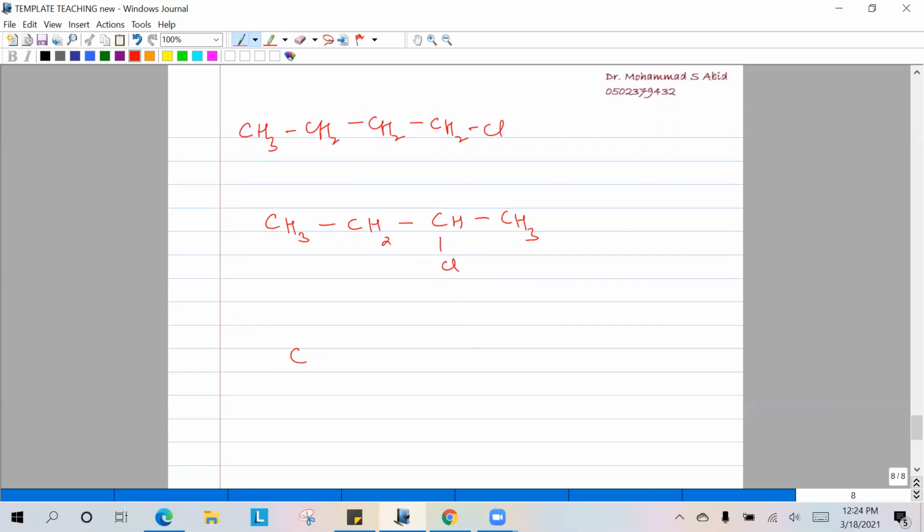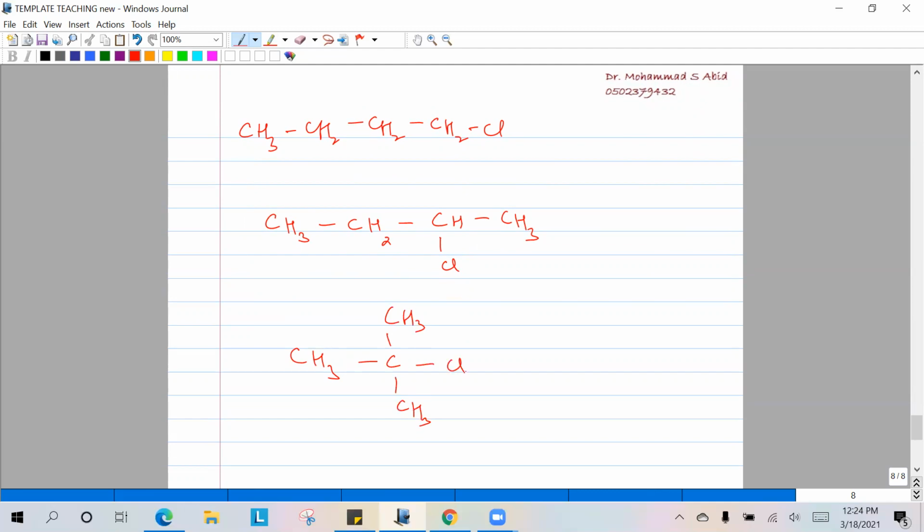Another important thing is, we are trying to compare different types of haloalkanes, and haloalkane with different kinds of substances. Now let us say I have a molecule which is CH3, CH2, CH2, CH2Cl. Another one is CH3, CH2, CHCl, and CH3. The third one I have is CH3.